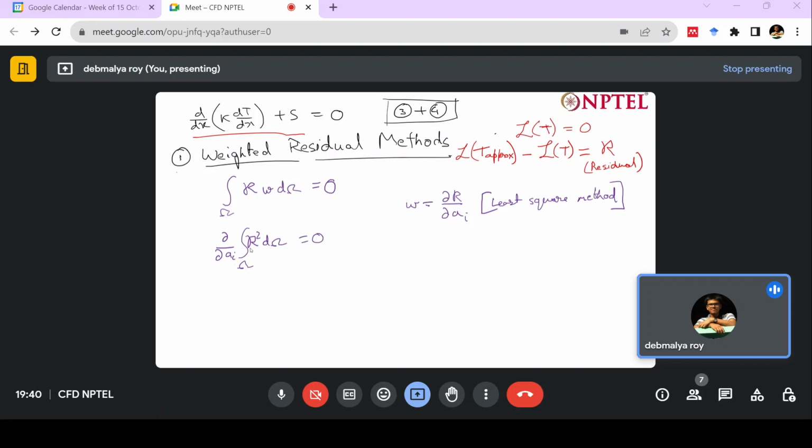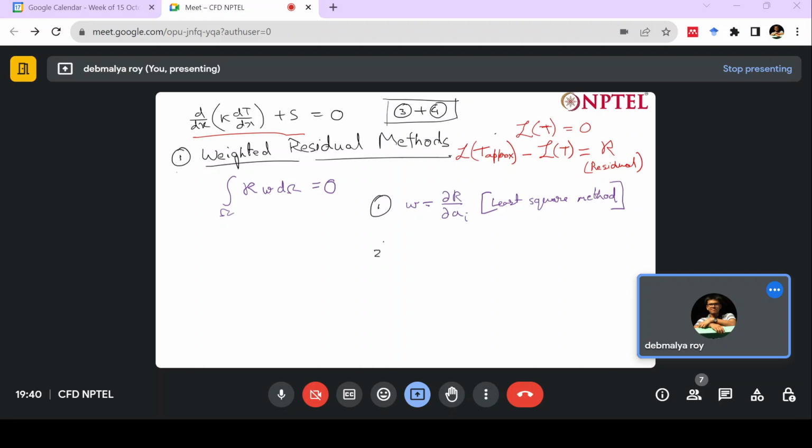So this is simply minimization of the square. So this is the least square method, and you can choose a lot of parameters ai, and for each parameter you get an equation which will be much simpler than the differential equation you are aiming to solve, and you can solve those equations and get the parameter values. So you can find the ai and put that ai in your approximate solution, and you will get the approximate solution that you are looking for. So this is the least square method.